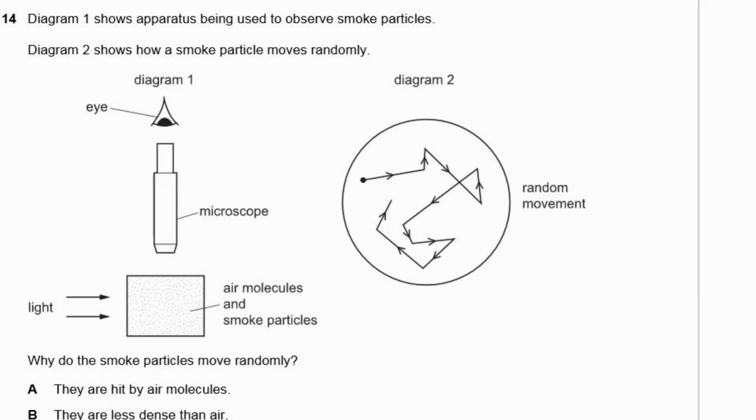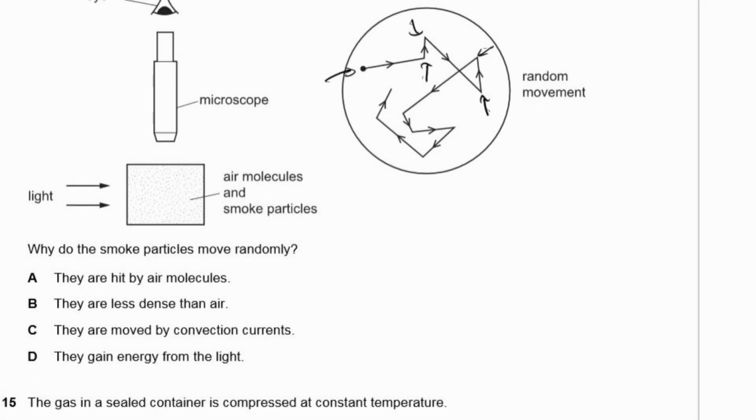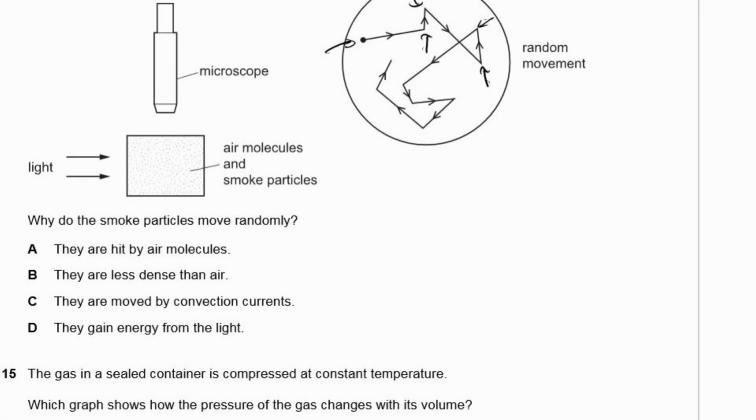Right. Question 14. Diagram 1 shows apparatus being used to observe smoke particles. Diagram 2 shows how a smoke particle moves randomly. Why do the smoke particles move randomly? Well, what happens? Here it's probably just been hit by a small air particle. Here it's been hit by another one. Here another one. So it gets to here, another one. Here another one. And to be fair, it's not that easy to see when you're looking at it under a microscope. But what's happening is these air molecules are just flowing around, hitting it, and that's why it's changing direction.